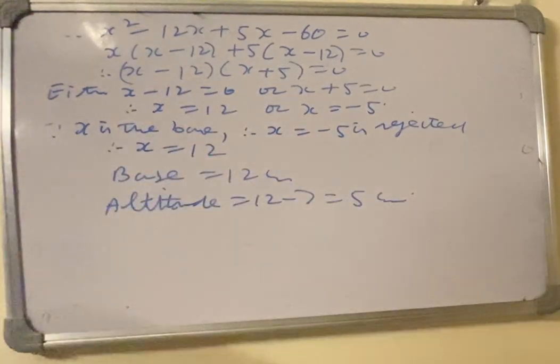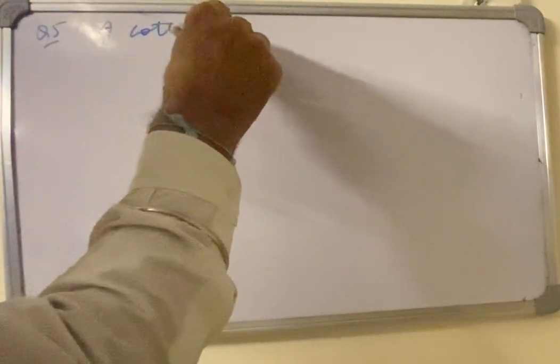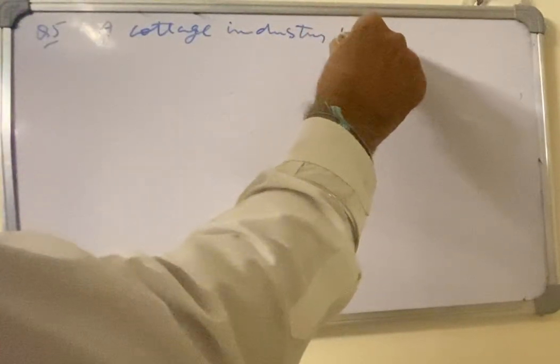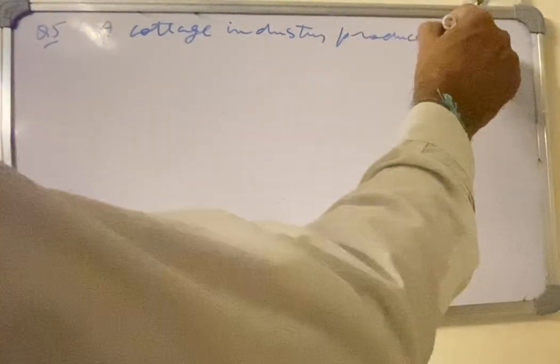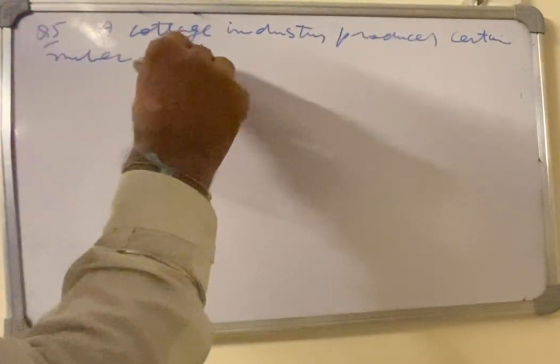Next question. Fifth question. A cottage industry produces a certain number of pottery articles.